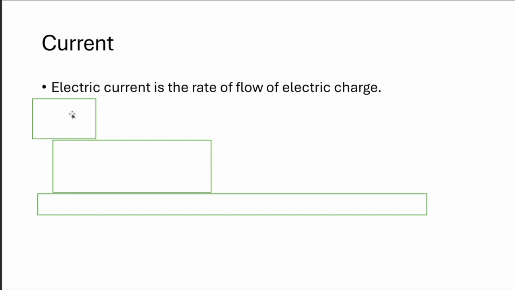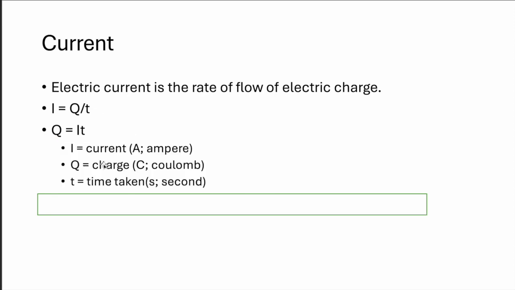When you see the word rate, it's always about something over time. So in this case, it's current I equals Q over t, where I stands for current, the unit is amperes, Q is charge, the unit is coulombs, and t is time taken, the unit is seconds. Rearranging it, what I was taught in school would be Q is It. It's a lot easier to remember.